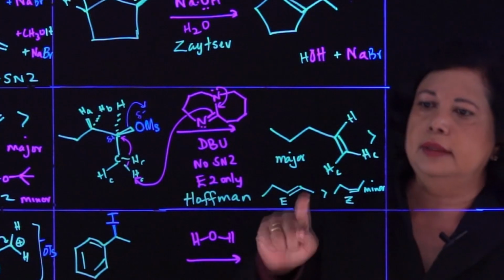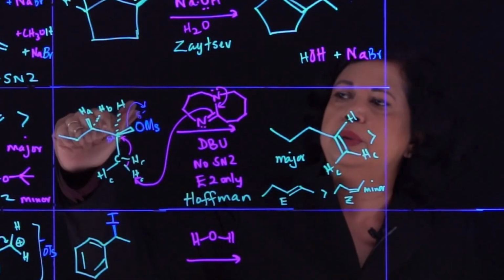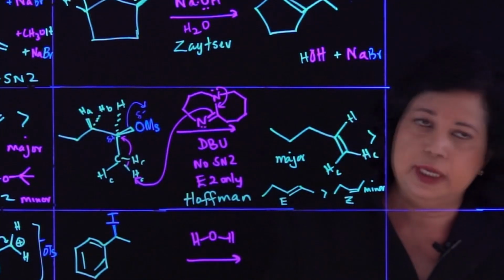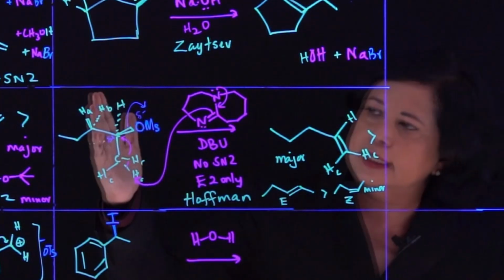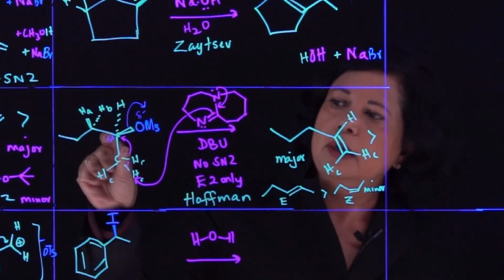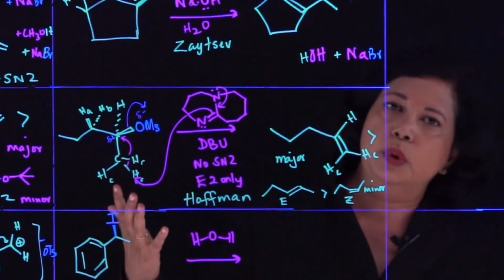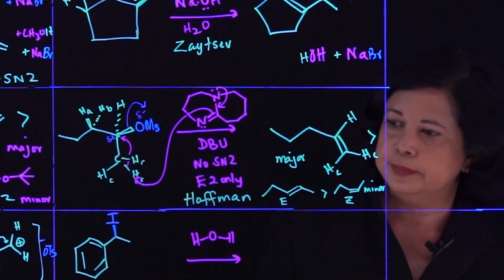To show why this is preferred over this, I would need to do a Newman projection. Unfortunately, I don't have space, but we've done that in the past. So the one that puts the ethyl away from the methyl group would be the one that's favored.